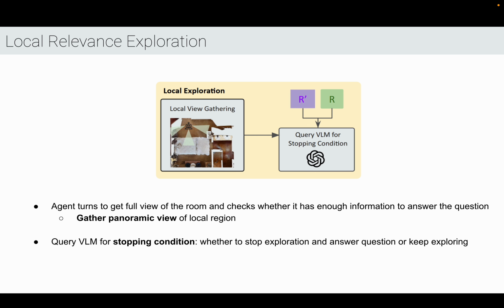In local exploration, the agent turns to essentially get a full panoramic view of the region and check whether it has enough information to answer the question. We then query a VLM for a stopping condition, checking whether to stop exploration and answer the question or to keep exploring.